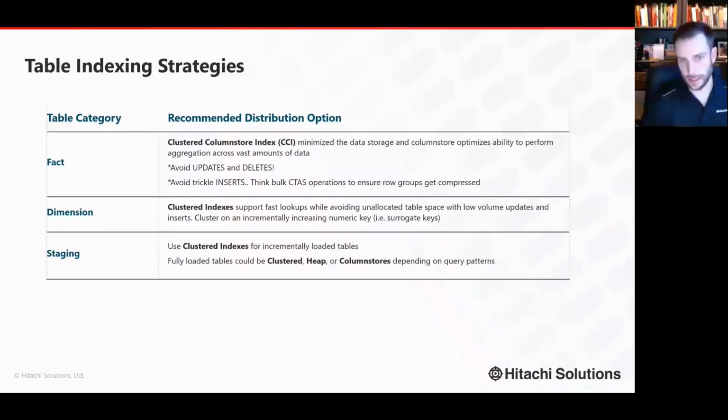Dimensions, clustered indexes, particularly if you're using a typical type 1 or type 2 dimension pattern that's incrementally built. Cluster on the incrementally increasing numeric key like your surrogate key. For staging tables, clustered indexes for incrementally loaded tables. For fully loaded tables, it really could be any of the indexes depending on different query patterns.